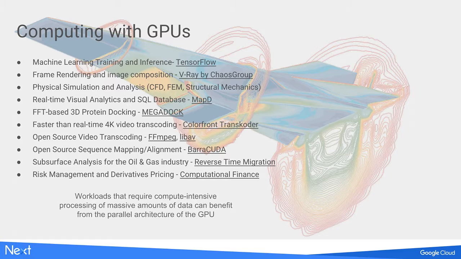How about faster than real-time 4K video encoding or transcoding? Yeah, we got someone here that's excited about that. Sequence mapping and alignment, or subsurface analysis for the oil and gas industry. I should see some hands from Schlumberger over here. They'll be talking about that later.